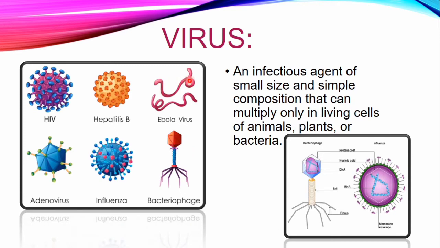Virus is an infectious agent of small size and simple composition that can multiply in living cells of animal, plant or bacteria. In short, virus is a basic non-cellular particle which can't replicate outside the host. It's an obligate intracellular parasite. Now coming to the next slide.